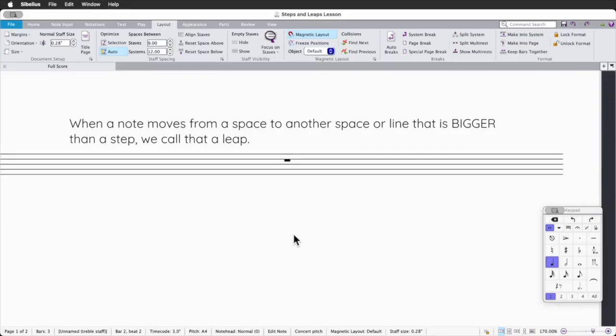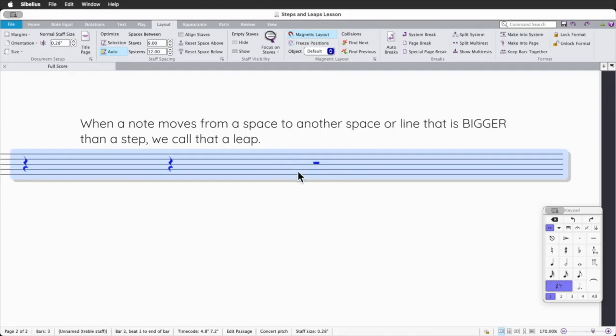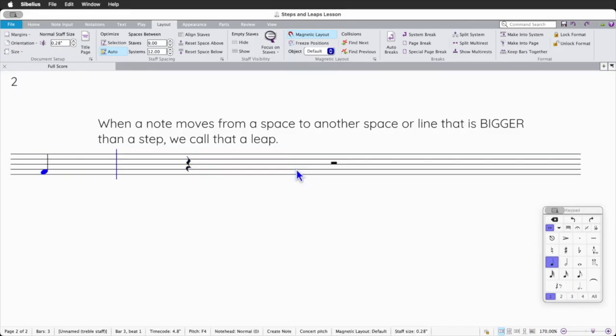When a note moves from a space to another space or line that is bigger than a step, we call that a leap. So essentially, anything that isn't a step, we're going to consider a leap. So let's do a couple of examples here. Let's say we start on the first space, and that's an F in treble clef or an A in bass clef. And let's just go up to the very next space. Space number 2, that's a leap. We skip that line in between. That's considered a leap.